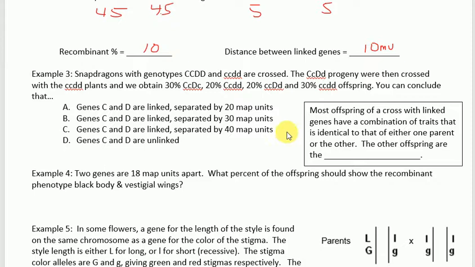So this is where we're going to look at, are they linked or not? So the first thing that we need to determine is which ones are the recombinants. So since these are the lower percentage, these are going to be our recombinants. So looking, if we add these two together, that's 40. Remember, you have to add them together, so it wouldn't just be the 20. So our answer is going to be C.